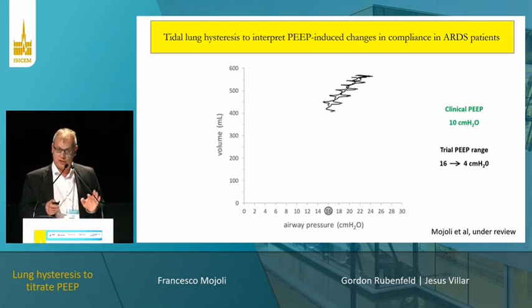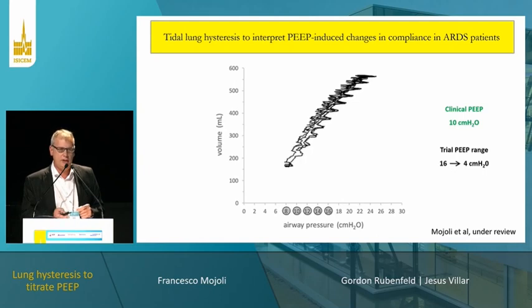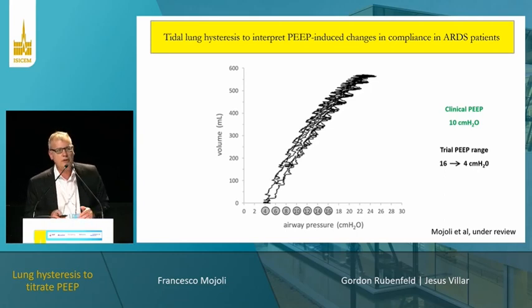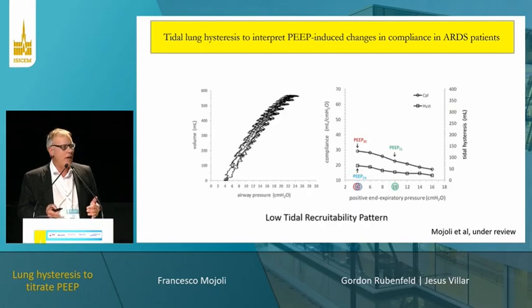The clinical PEEP in this case was 10 centimeters of water, so we tested a range of PEEP between 16 and 4. You see very thin hysteresis, so very, very small, and nothing happened in this patient down to 4 centimeters of water of PEEP. So no increase of tidal hysteresis, no generation of instability in the lungs of this patient. All the loops are almost superimposed. We call this patient low tidal recruiter, and in this case, the two approaches were similar, because the confounding effect of tidal recruitment was not there.